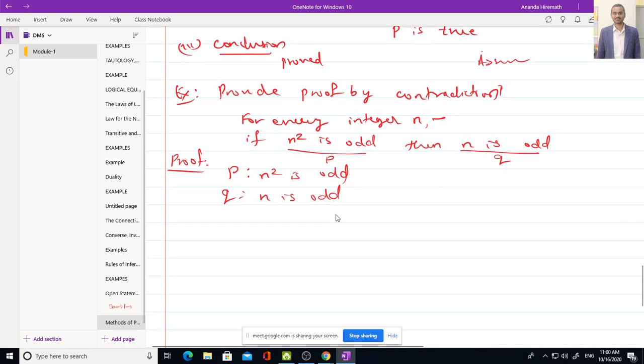Now in a hypothesis, we should assume that p conditional q itself is false. It means that p is false and q is true.